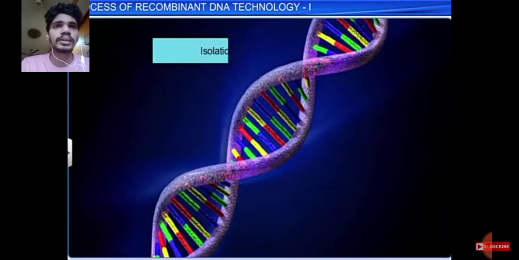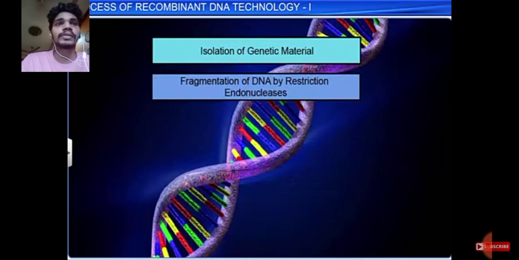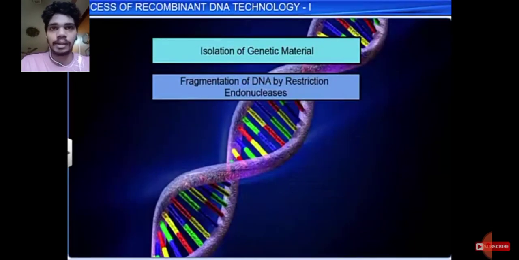So this is a process in which exactly what happened. First step is isolation of genetic material. Then fragmentation of DNA by the restriction endonuclease. What is restriction endonuclease? This is an enzyme name, which is used to break open the desired fragment. For example, I need an insulin fragment, so I will break open only that part of the DNA, and that is done by restriction endonuclease.